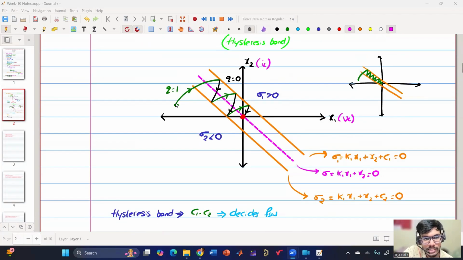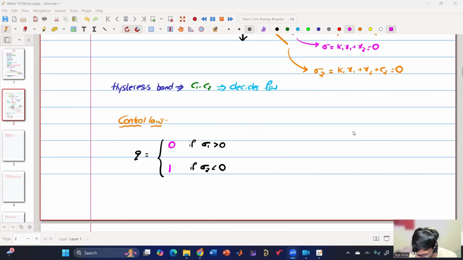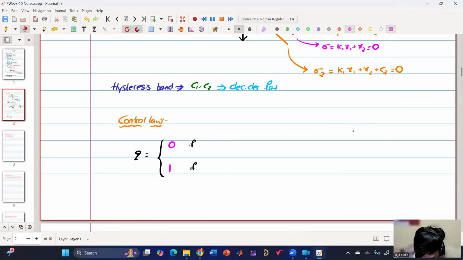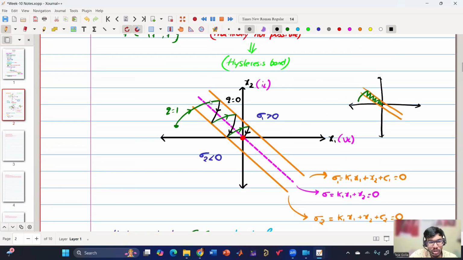So my trajectory is coming, right? At every instant I have to calculate whether the trajectory is going above sigma 1. If it is going above sigma 1, then sigma 1 of x1 comma x2 will be positive. So based on the trajectory, I am calculating my sigma 1 of x1 comma x2. If it is positive, it means the trajectory has gone just above sigma 1. Then I know that I have to turn off my converter.